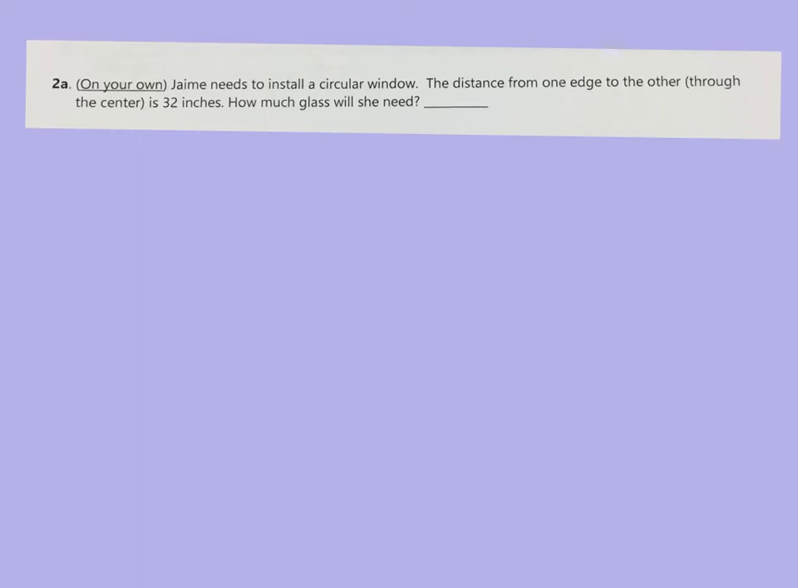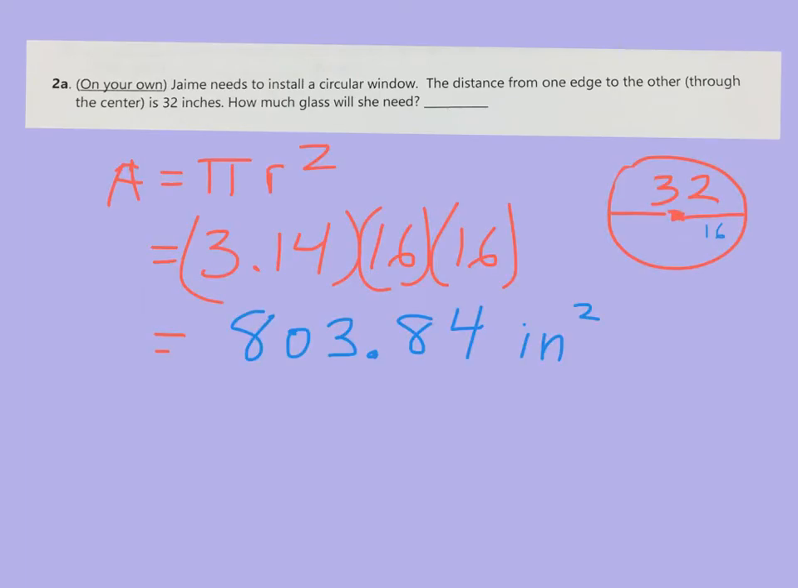The next problem is on your own, so do 2A on your own. Check your answer. You should have gotten 803.84 inches squared. So pi times the radius squared. They gave you the diameter, which is 32. Hopefully you cut that in half, or divided that by 2, so your radius is 16.